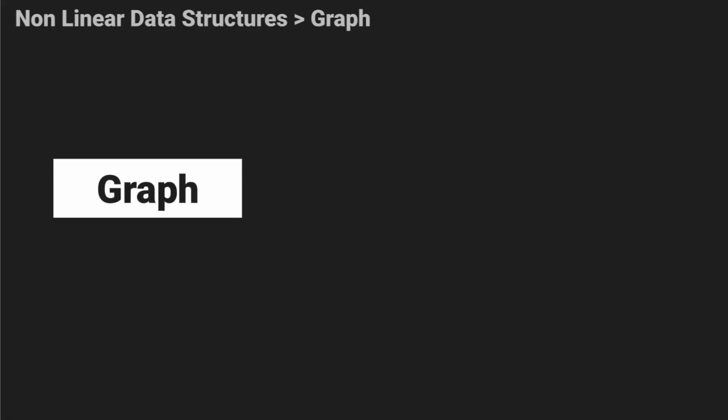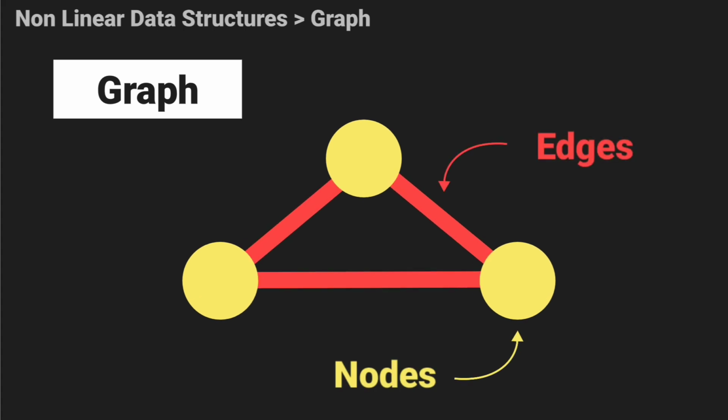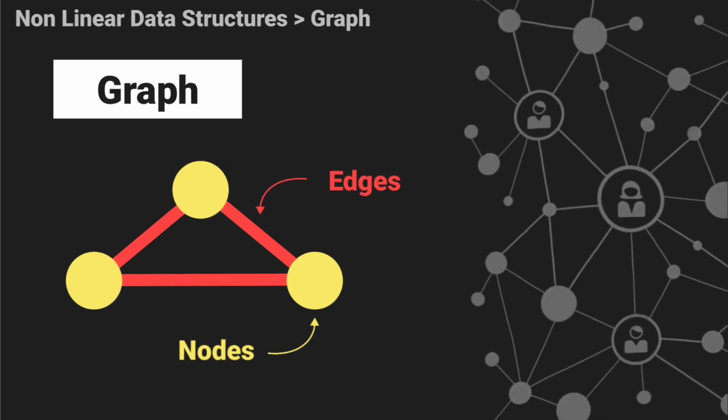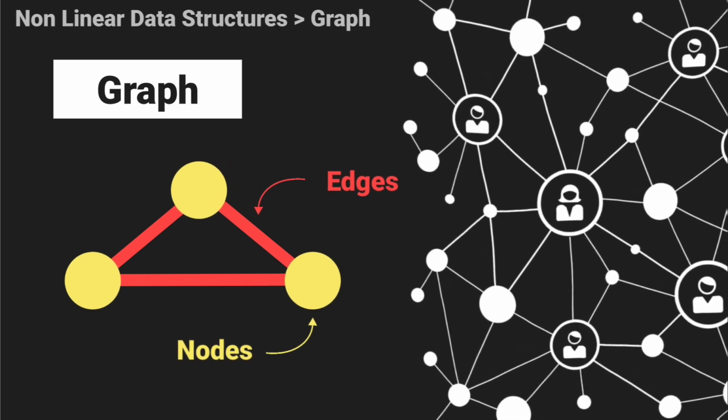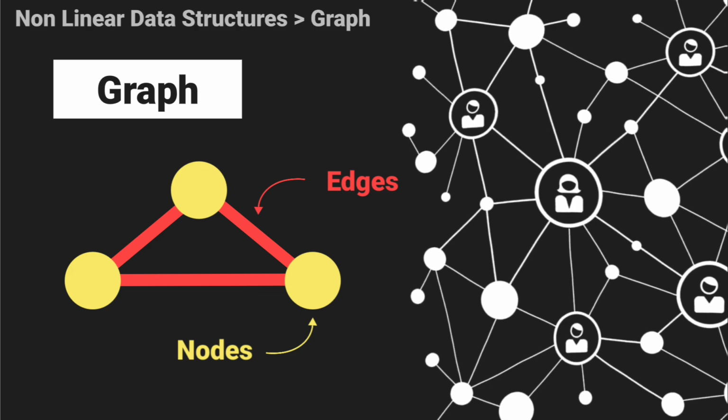Graphs. A graph is a data structure consisting of nodes connected by edges. Unlike trees, graphs are about relationships and connections, not hierarchy. Graphs can represent anything from social networks to city maps. Nodes are the objects, and edges are the relationships between them.